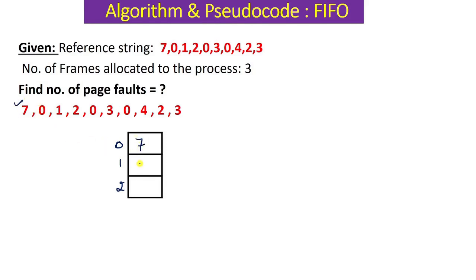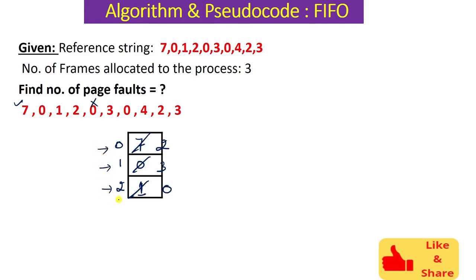0, again I can put here. 1, again a free frame is available, so I can put here. So until free frames were available, I could directly put. But when 2 came, I replaced this page. Then 0 came, and because 0 is already present, I need not do anything. When 3 came, 0 should be replaced, right? When 0 again came, because 0 is not present, I said now it should be replaced. So I replace first this, then this location, right?